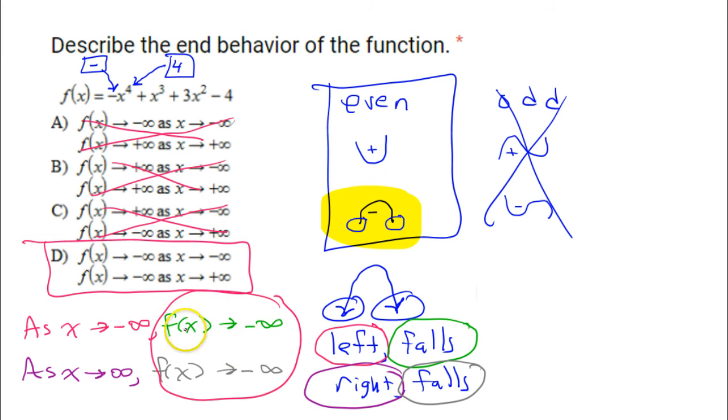So let's see, as f of x approaches negative infinity, x approaches negative infinity. And as x approaches positive infinity, f of x approaches negative infinity. So D, even though they've written it backwards from the way I like to write it, D matches what we have said.